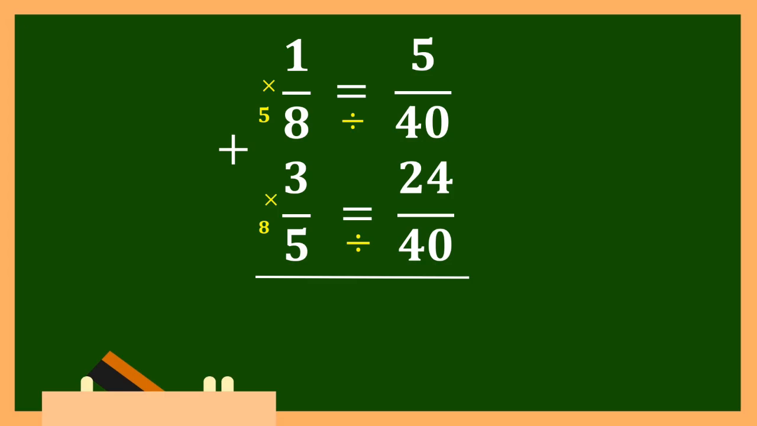So, since similar fraction sila, i-add lang po ang numerators. So, 5 plus 24 is equal to 29. And just copy the denominator na 40. So, the final answer is 29 over 40. Since hindi na siya reducible into lowest term.